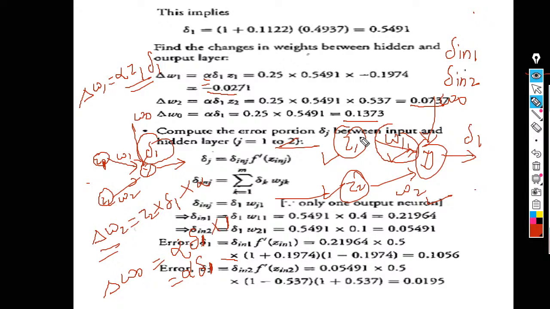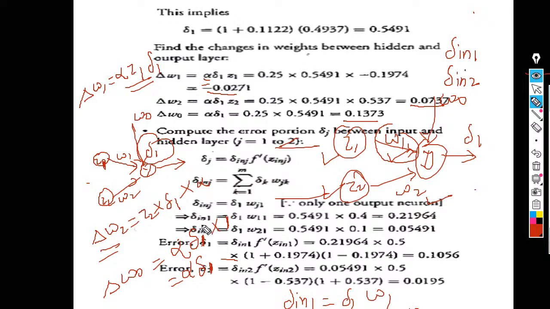So delta in 1 formula will be what? Delta 1 multiplied by W1. Okay, this W1 which is connected. Either you can mark this as W11 or whatever, right? And the second is what? Delta in 2. So delta in 2 will be what? Delta 1 multiplied by this W2, right? So you can calculate the total net input error which is coming to Z1 and Z2.